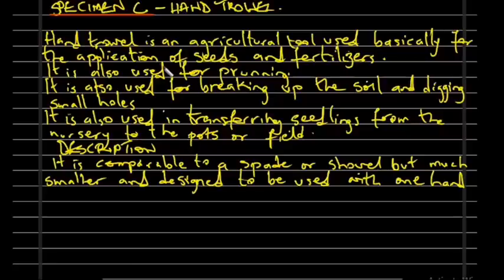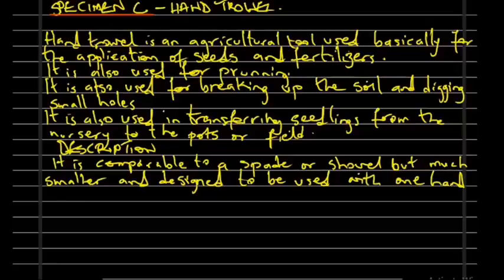We also use this particular instrument for transferring seedlings, like I said earlier on, from the nursery to the actual field or into pots. Now the description is, it is comparable to the spade or the shovel, but it is much smaller in size. It is designed to be used with one hand. It is designed to be held with one hand. So that is basically what the hand trowel is.